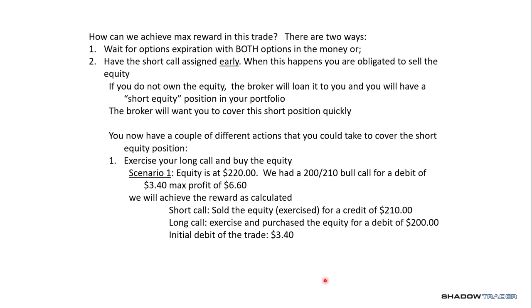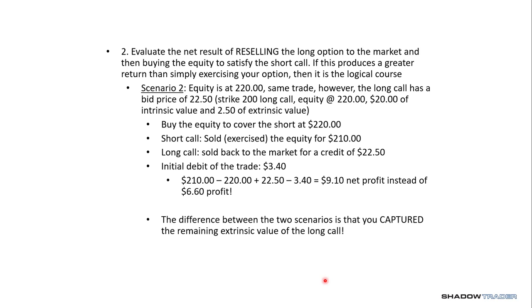But I had an initial debit on this trade, or this example, of $3.40. Therefore, I had a maximum profit of $6.60. That's shy of that $10, but it's the differential in strikes minus the debit. But we can do this another way. We can evaluate the net result of reselling the long option to the market and then buying the equity to satisfy the short call.